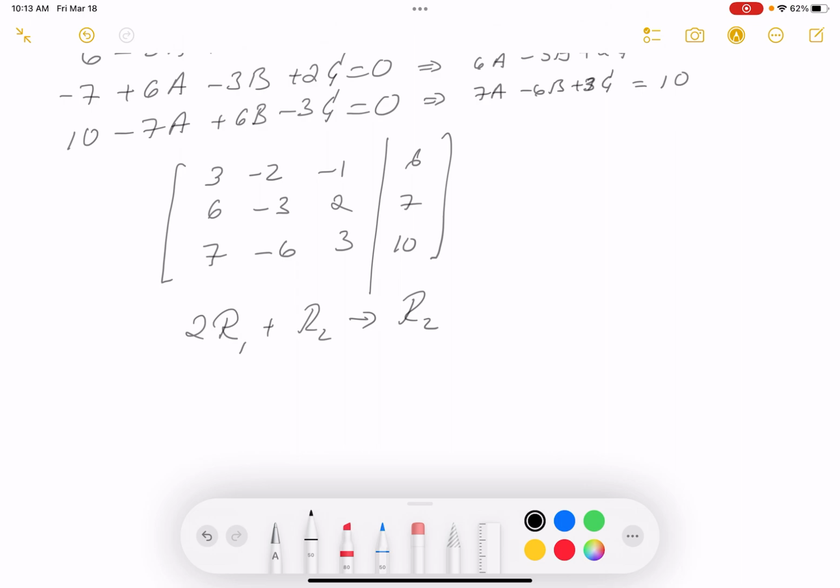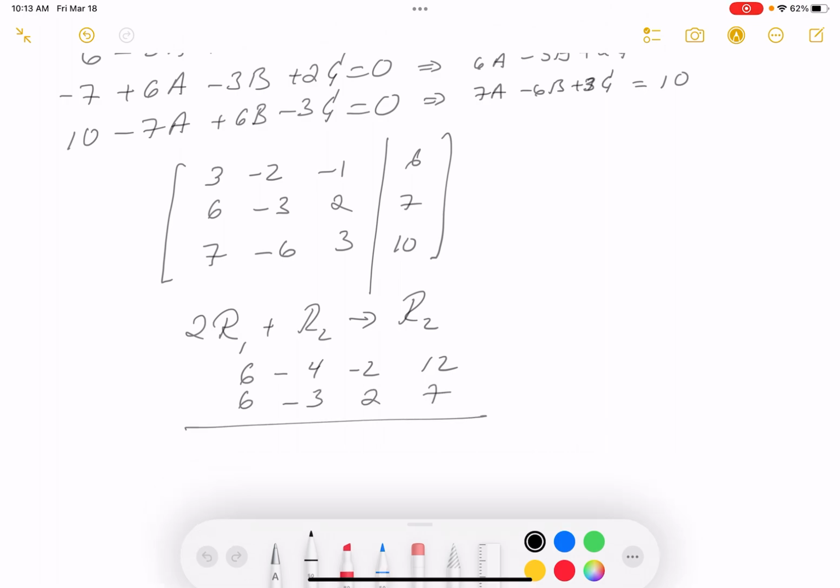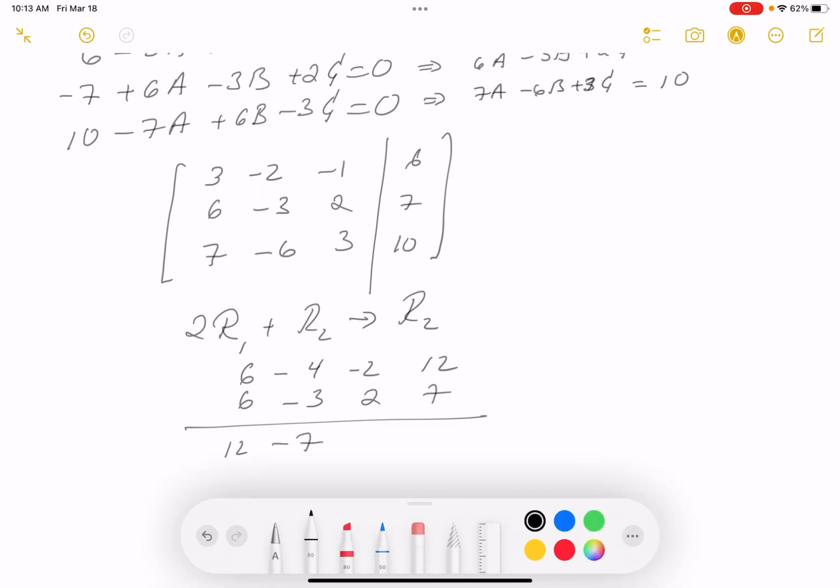Two row 1s would be 6, minus 4, minus 2, and 12. And then row 2 would be 6, minus 3, 2, and 7. Let's see, what would you get? You get 12, minus 7, 0, 19. All right, I'm giving that to row 2.